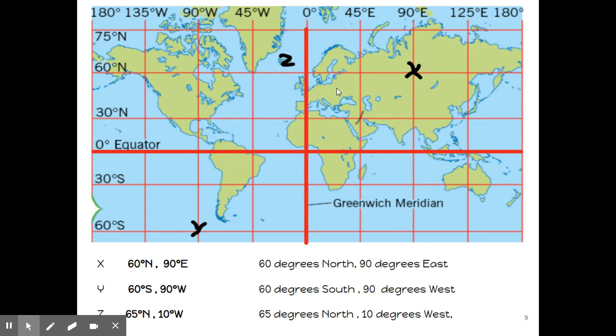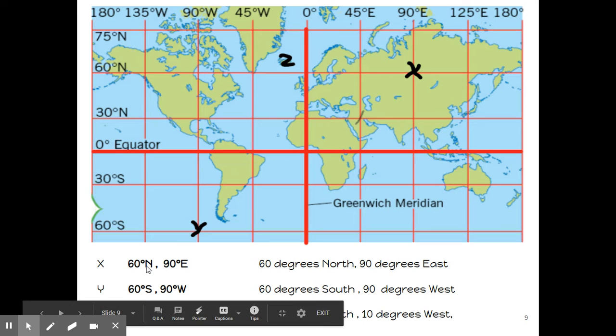Okay, let's just practice a couple together. So I've got an X, a Y, and a Z. So here's my X. So my X is 60 degrees north, so I use my horizontal line, and 90 degrees east. So that's what my coordinate looks like, 60 degrees N, 90 degrees east.